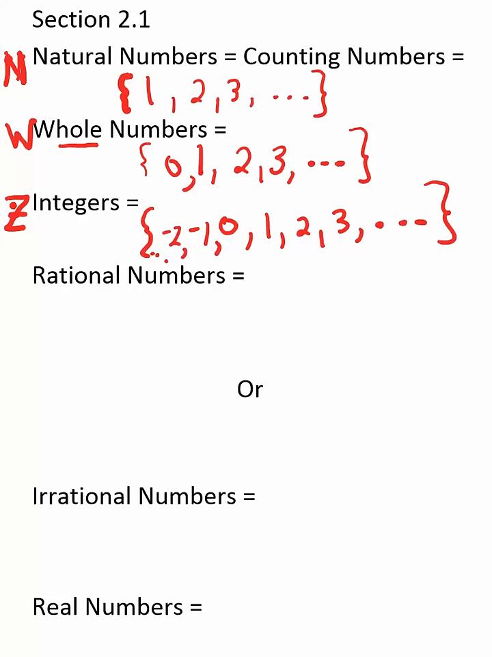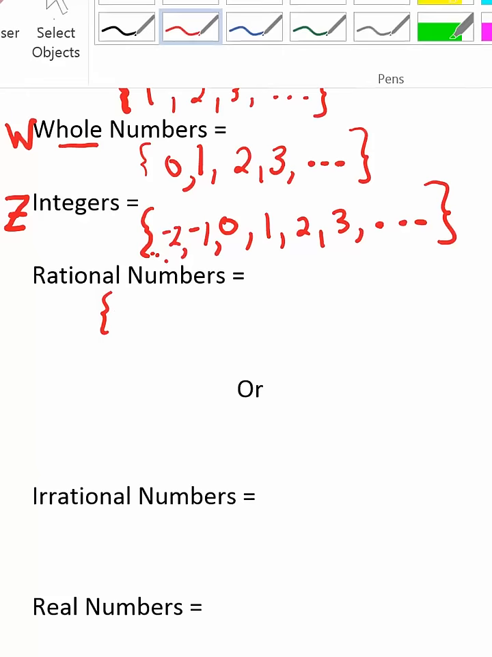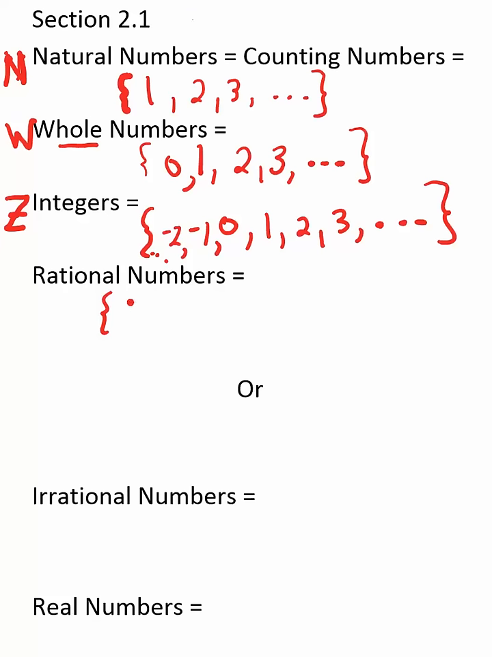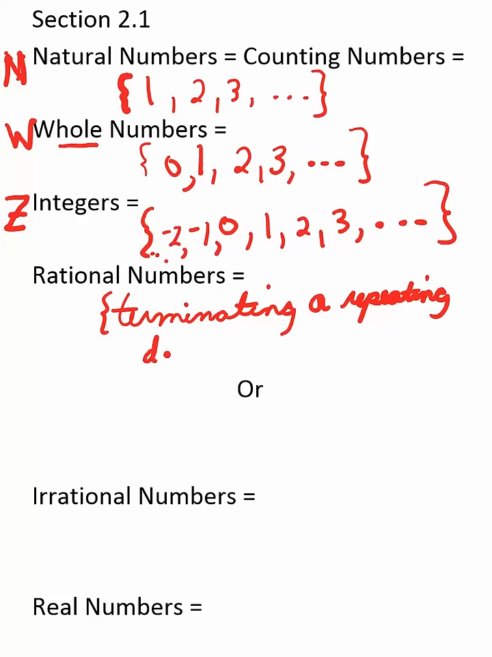The rational numbers are the set of terminating or repeating decimal numbers. And always numbers.